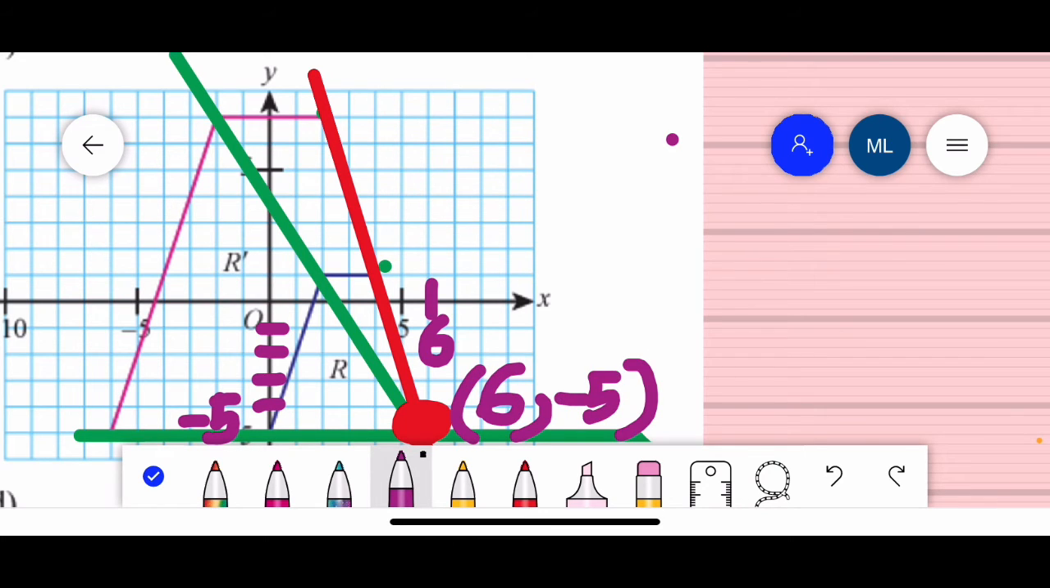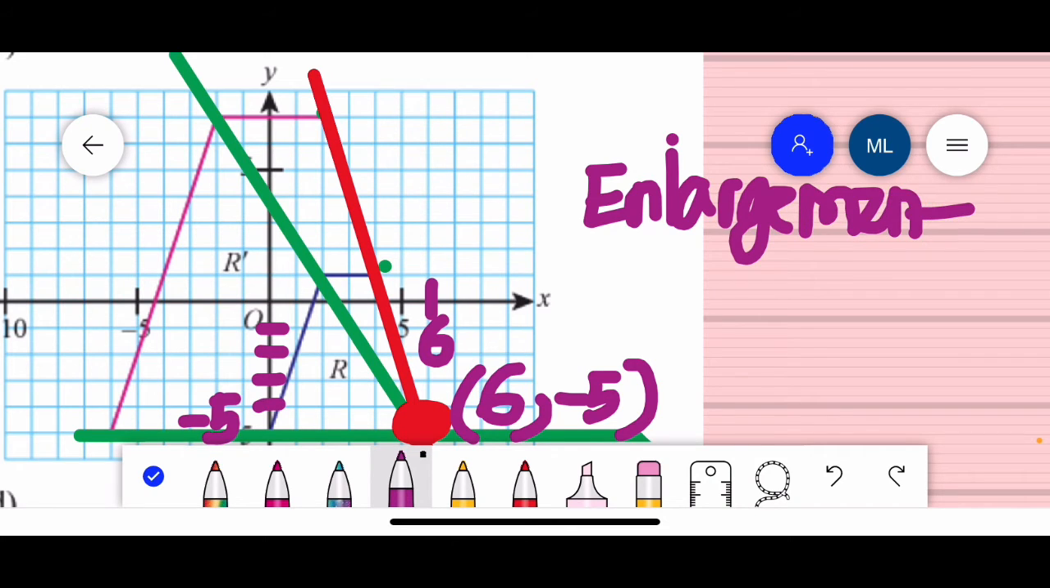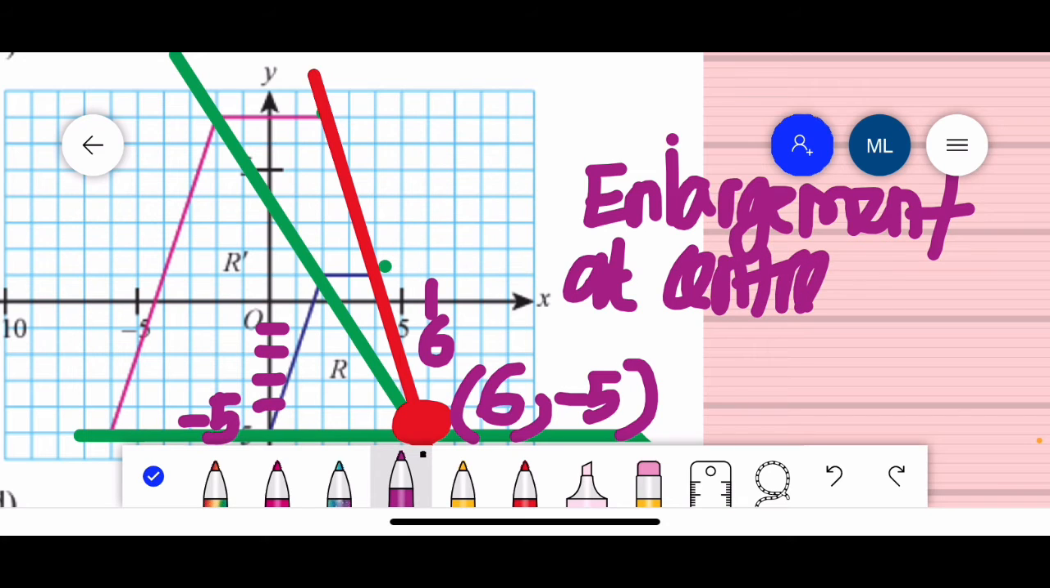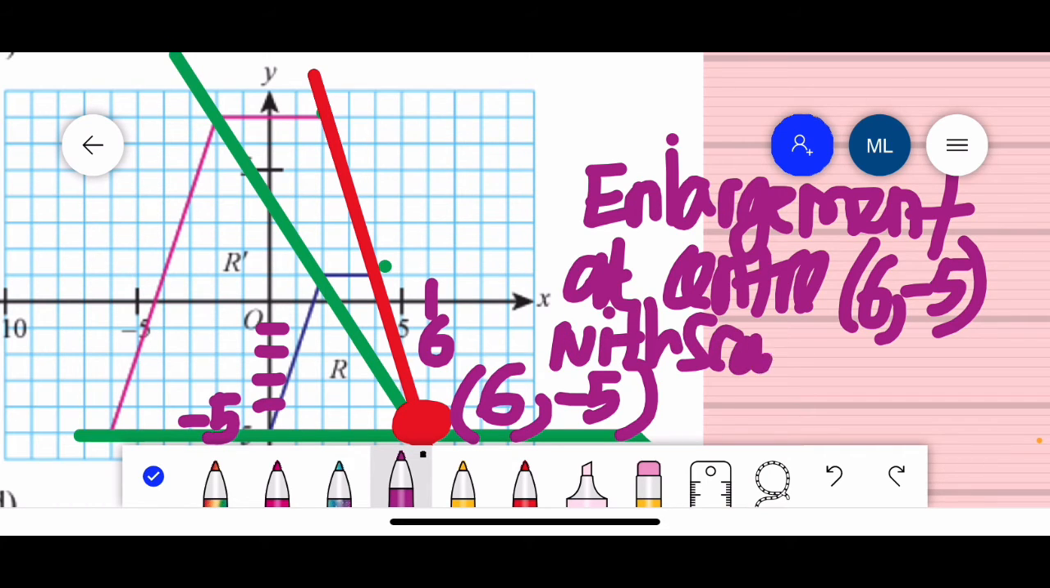So how to write the answer? Firstly we write enlargement, and then we have to write at center 6, negative 5, and then we have to write with scale factor. Just now we counted the scale factor was 2. Alright, so this is how you describe the enlargement.